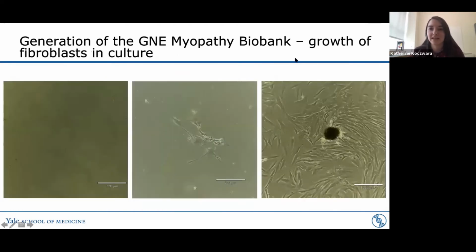If you look at these cells under the microscope at early stages, you don't really see much, but then gradually cells start to grow out and proliferate. And finally, about a week later, you can see here was a tiny piece of that skin punch, and expanding from it are all of these fibroblast cells. So it's a really effective process for extracting fibroblast cells from patients with GNE myopathy.